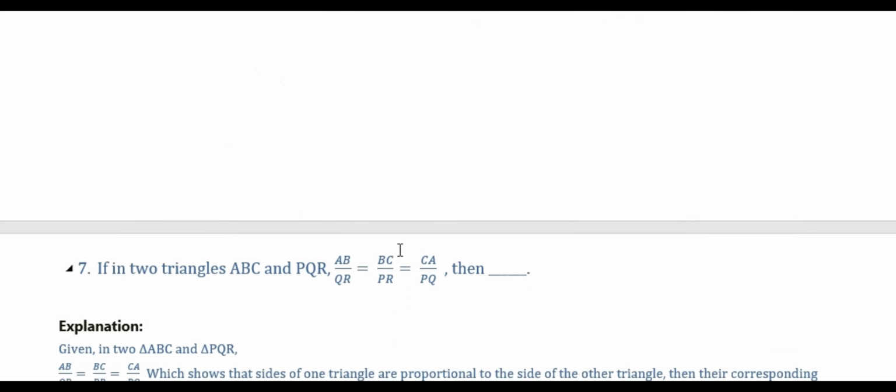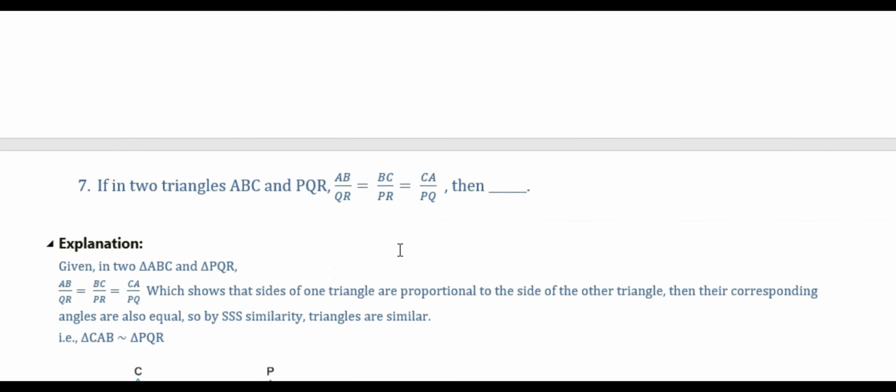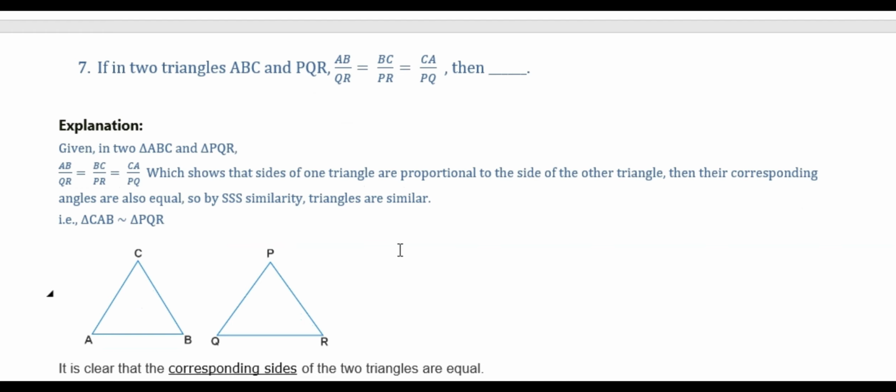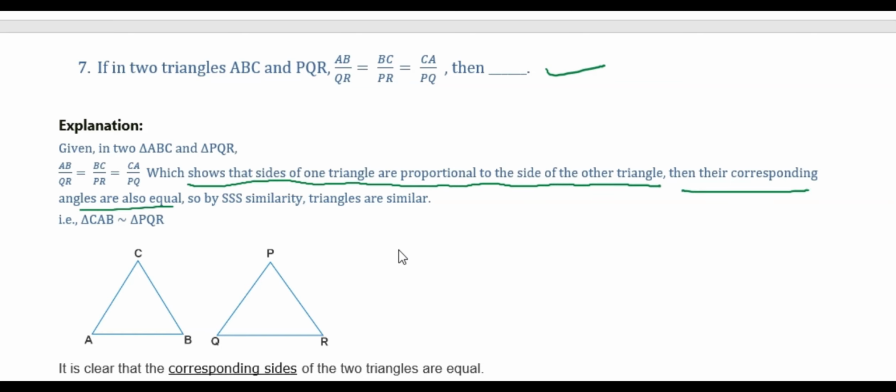The next question on your screen you can see. If in two triangles ABC and PQR, AB by QR equal to BC by PR equal to CA by PQ, then what? The given triangles show that the sides of one triangle are proportional to the sides of the other triangle, and their corresponding angles are also equal. So by SSS similarity, the triangles are similar. So we can write triangle CAB similar to triangle PQR, right?